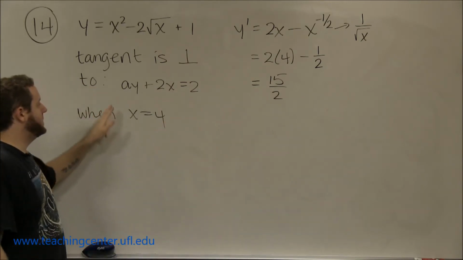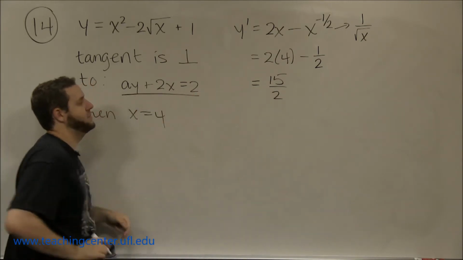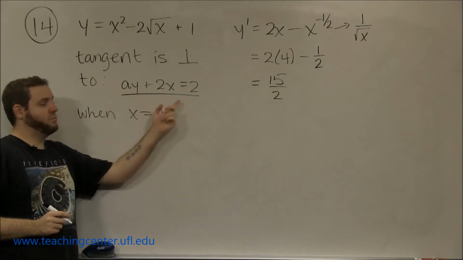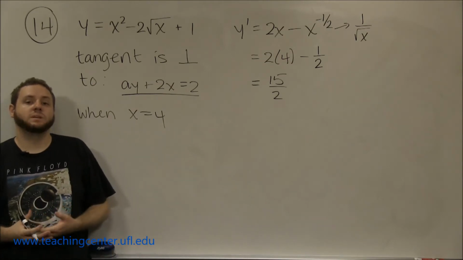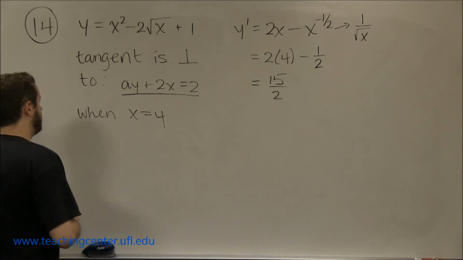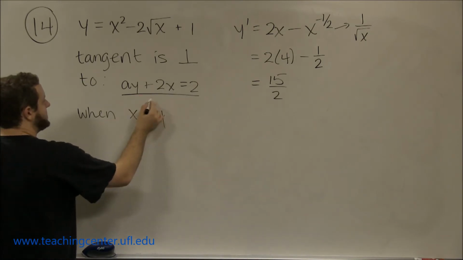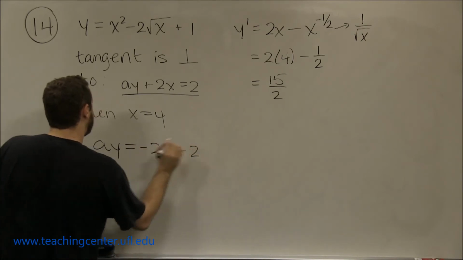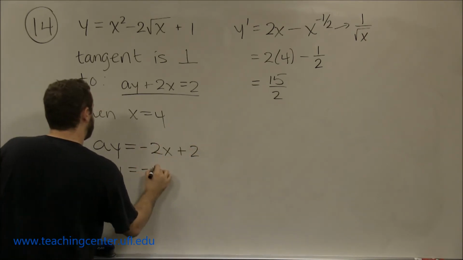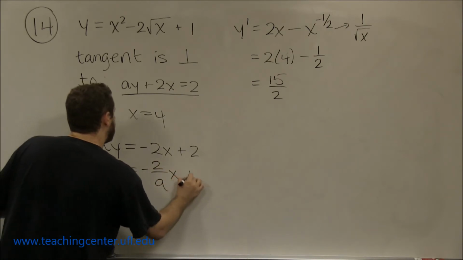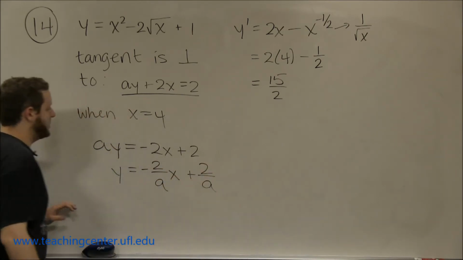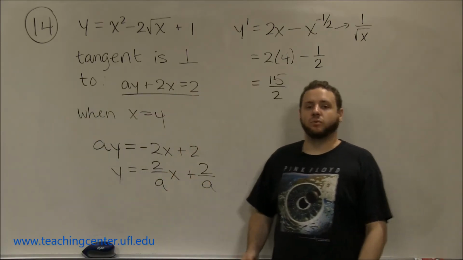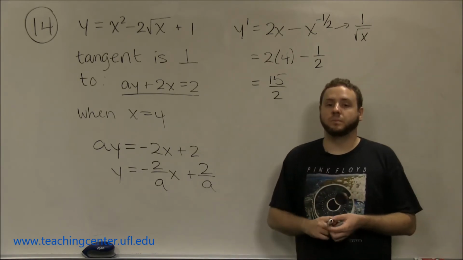We want that to be perpendicular to this second line that was given to us. This is just a straight line because it has 1 power of y, 1 power of x. So let's get that into y equals mx plus b form so we can tell what the slope is. If I solve this for y, I would get ay equals negative 2x plus 2, and then finally y equals negative 2 over a x plus 2 over a. So I just made sure this line was in y equals mx plus b form because I know I'm going to need to work with the slope.